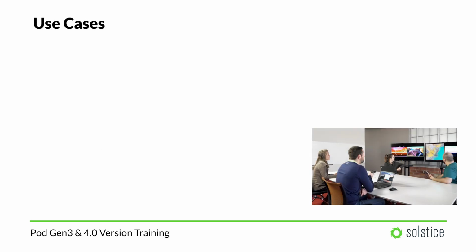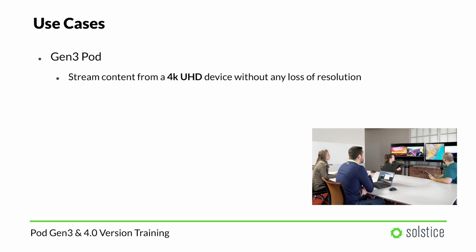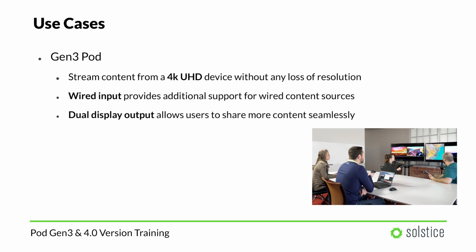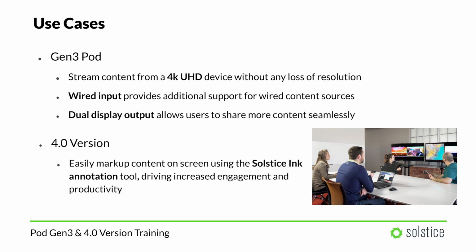So, there are a lot of new features and capabilities introduced in Solstice 4.0 with the Gen 3 pod. To recap, the Gen 3 Solstice pod allows users to stream content from a 4K Ultra HD device without any loss of resolution. Wired input provides additional support for wired content sources. And dual display output allows users to share more content seamlessly. Solstice Ink is available through the mobile version of the Solstice app and allows users to easily mark up content on screen, driving increased engagement and productivity.